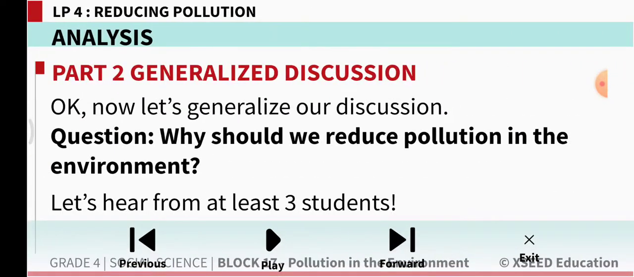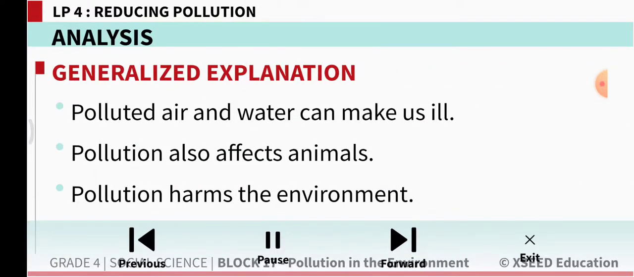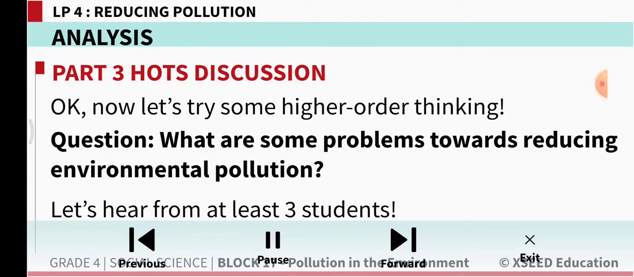So let's move on. Why should we reduce pollution in the environment? Polluted air and water can make us ill. Pollution also affects animals. Pollution harms the environment. What are some problems towards reducing environmental pollution? So all of us will try to reduce the pollution, but we'll be facing some problems. Can you name some?